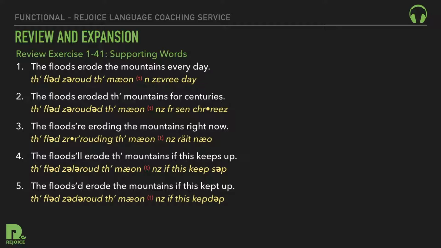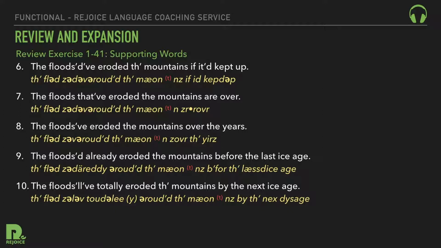6. The floods that have eroded the mountains if it kept up. 7. The floods that have eroded the mountains are over. 8. The floods have eroded the mountains over the years. 9. The floods had already eroded the mountains before the last ice age. 10. The floods will have totally eroded the mountains by the next ice age.